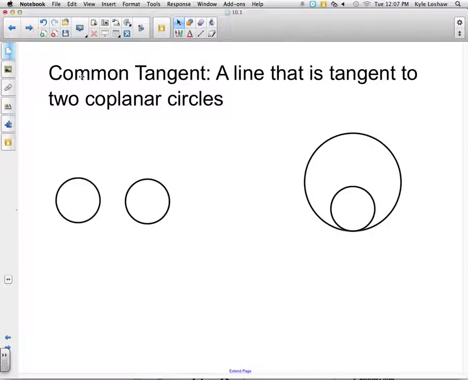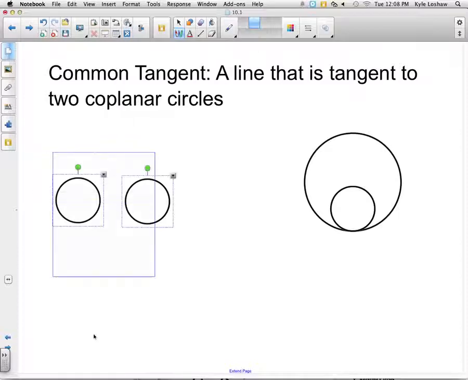Okay, a common tangent. You got tangent on the last page. A tangent is a line that intersects the circle at one specific point. A common tangent, again, is a line that is tangent to two coplanar circles. What I mean by that is, we have these two circles. I'm talking about these two circles right here. They have a common tangent. How many do you think they have?